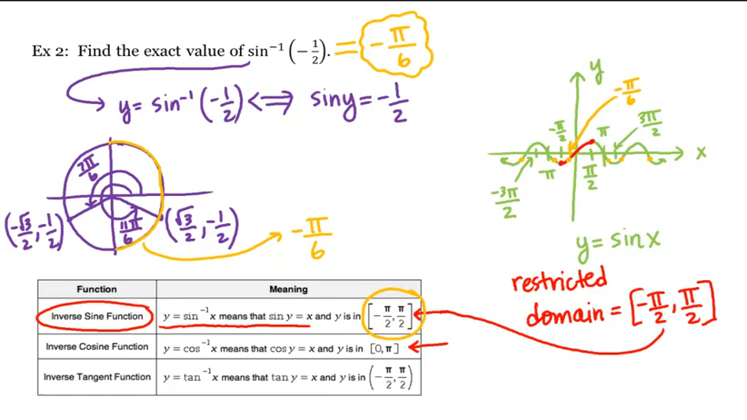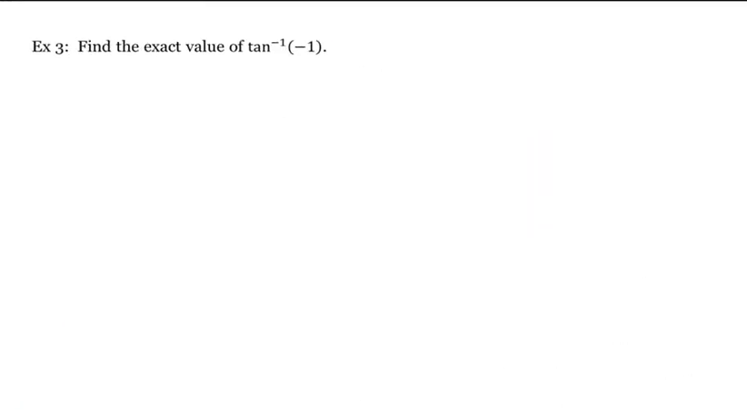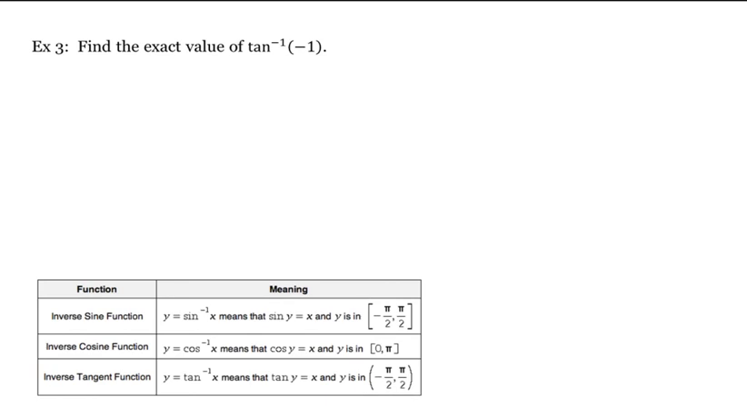So let's see an example of that. Let's find the exact value of inverse tangent of -1. Again, we have the following definitions. We'll be working with the last one here. So y is equal to inverse tangent of x means that tangent of y is equal to x, but moreover, y has to be in this interval, -π/2 to π/2.